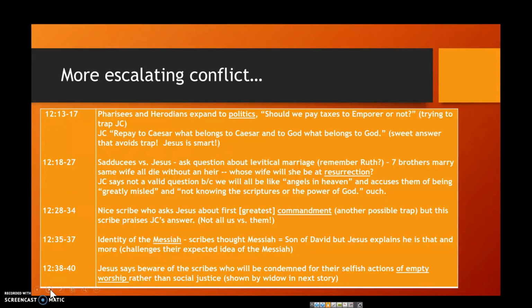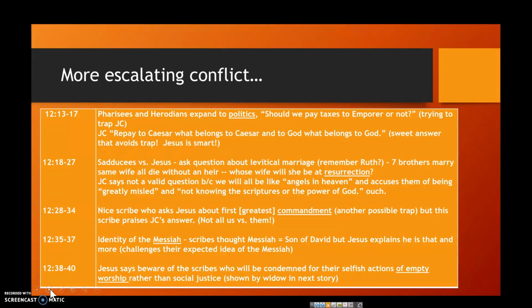And so they ask, what if there are these 7 brothers, they all marry the same wife, and then all of these men die without an heir, and then the wife dies. Whose wife will she be at the resurrection? And Jesus' answer is, look, the fact that you're even asking this question shows you really don't understand the resurrection at all, because it's going to be nothing like what we understand. So he basically doesn't answer the question because he says the question shows they don't even understand resurrection.